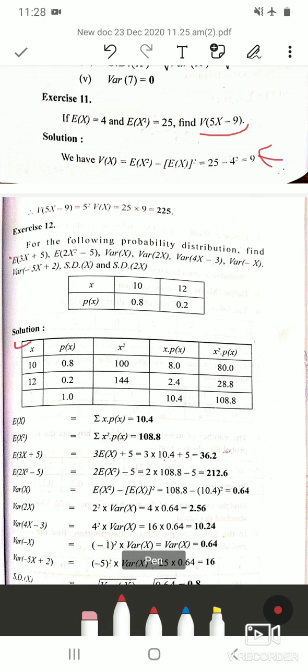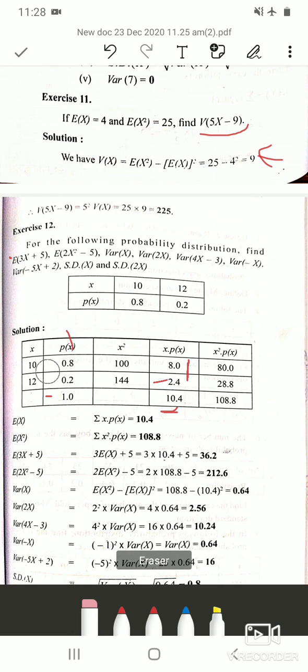First let us write x, which is given, and p of x, which is also given. Now let us find out x square, which is 10 square and 12 square, and then expectation of x is x into p of x. So fill this table, that is x into p of x, that is 10 into 0.8 is 8, and 12 into 0.2 is 2.4, and take the summation, that is add these two, which is 10.4.